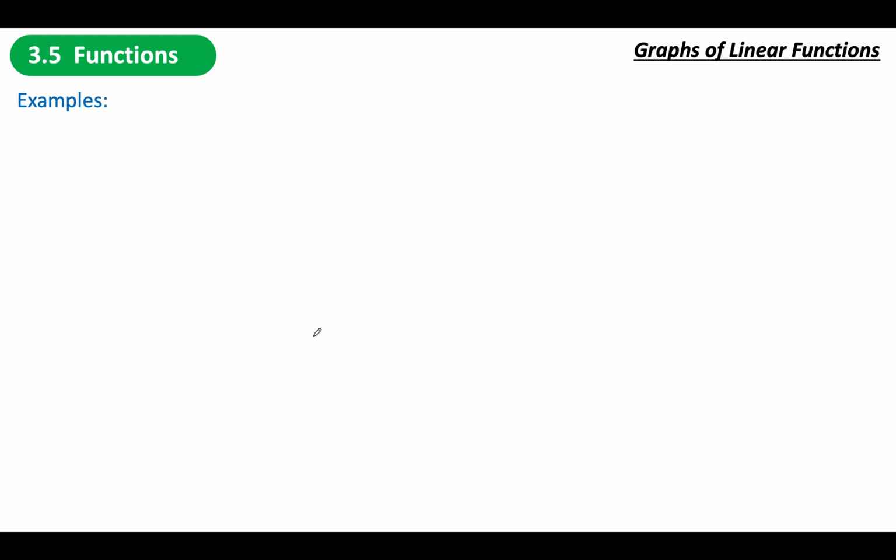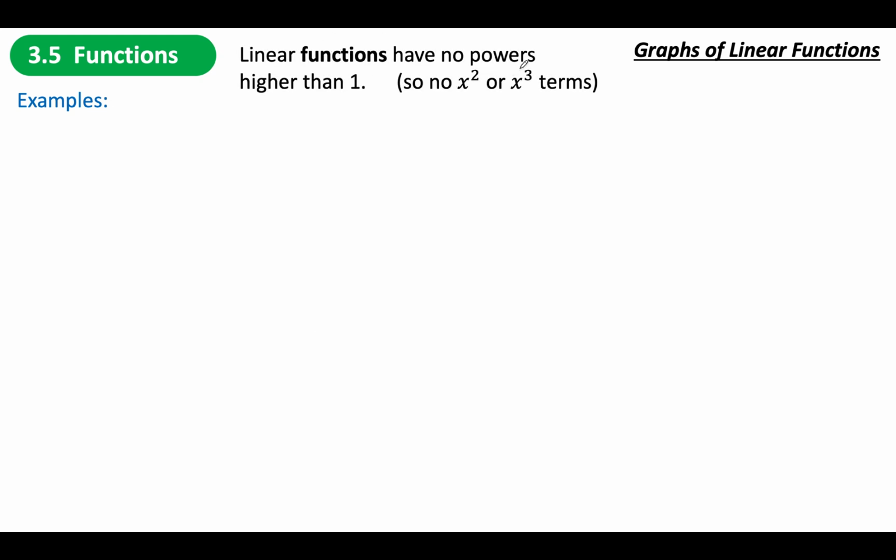Graphs of linear functions. I don't really know how to spice that up. Linear functions have no powers higher than 1, so we are not talking about anything that's squared or cubed or any powers other than just x. These are straight line functions.